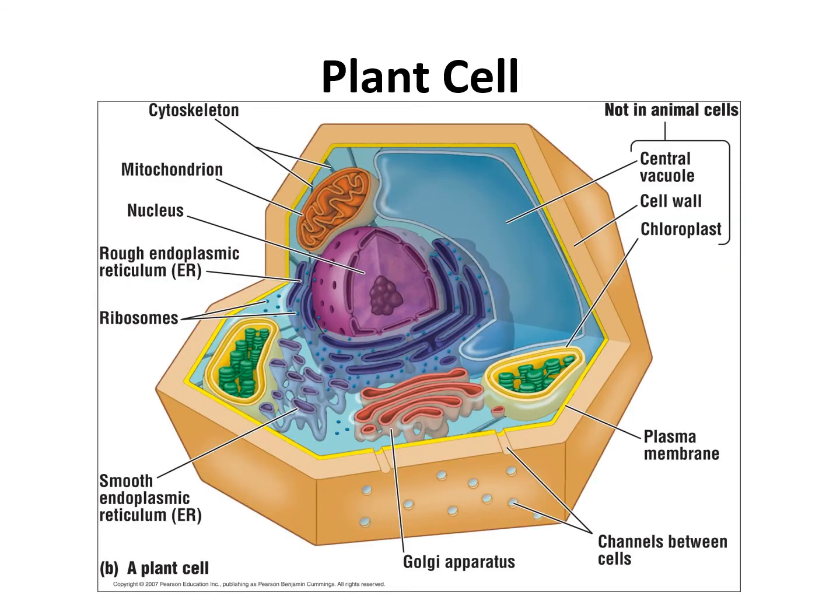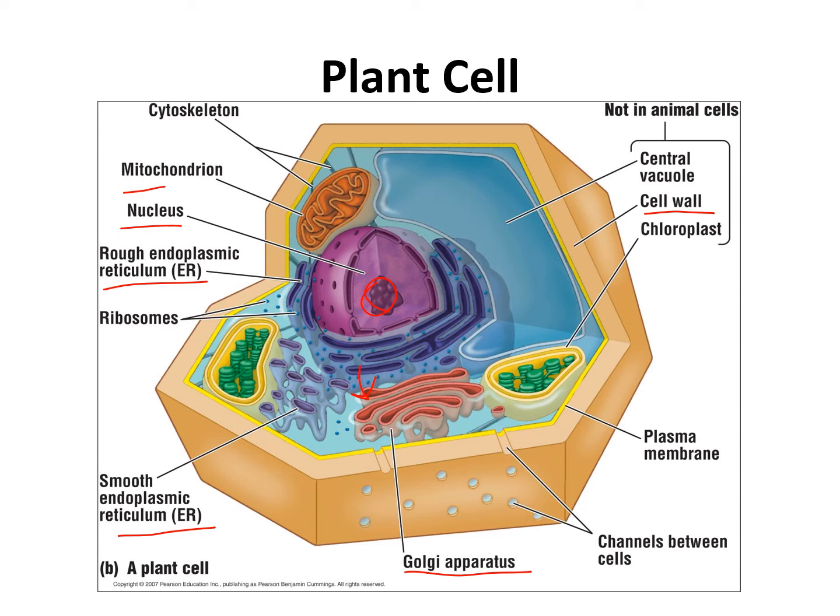This is a diagram of a plant cell, and this is definitely a plant cell because it has a cell wall, so surrounded by a cell wall. It also has a nucleus with a nucleolus. It has the rough ER, it has the smooth ER, it has the Golgi apparatus, which is receiving products from the rough ER, modifying them, packaging them, and delivering them.